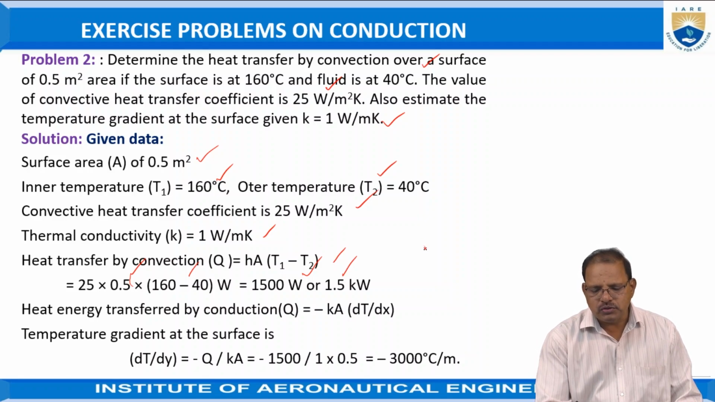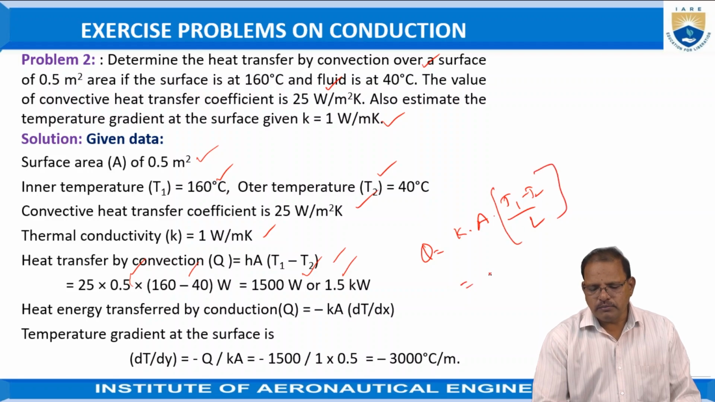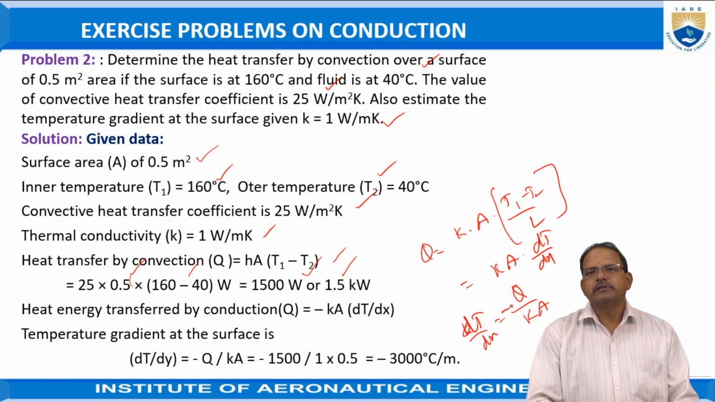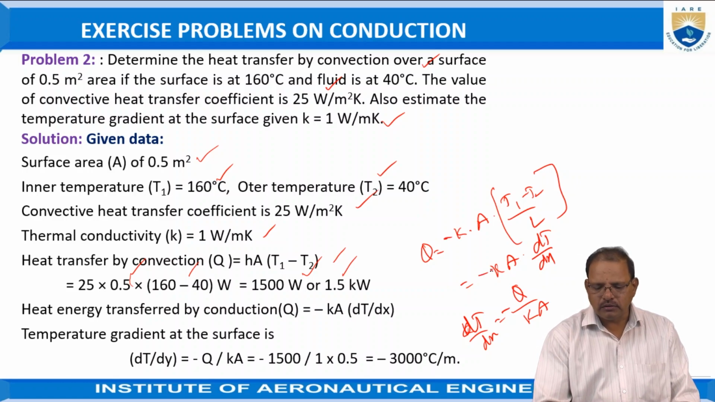Hence, Q is equal to, according to the equations, K into (T1 minus T2) divided by the length or thickness, which can be written as K into dT by dx. Here the Q value is given already. From this relation, dT by dx is the temperature gradient, which is equal to Q divided by K into A. Generally it is expressed as negative, so the negative sign is there.